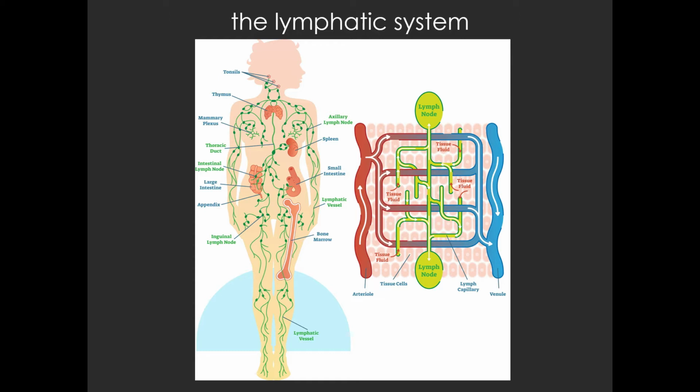Now, one more point of distinction before we move on is what these fluids are called. So fluid, which is within a blood vessel, is called blood. Fluid that leaves the blood vessel and enters the tissue space is called interstitial fluid, and that fluid, once it's moved into the lymphatic system, is called lymph. So it's all about the location.